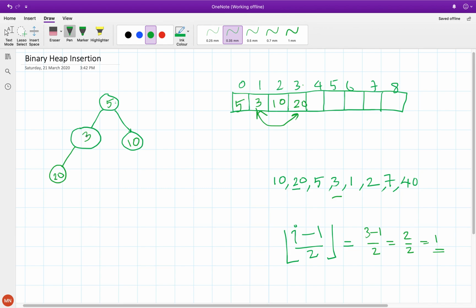So I need to swap the number 3 and number 5. So the index of the parent of 3 will be, this has an index 1, (1 minus 1) by 2, which is 0, that is number 5 at index 0. So I'll be swapping the numbers 3 and 5.